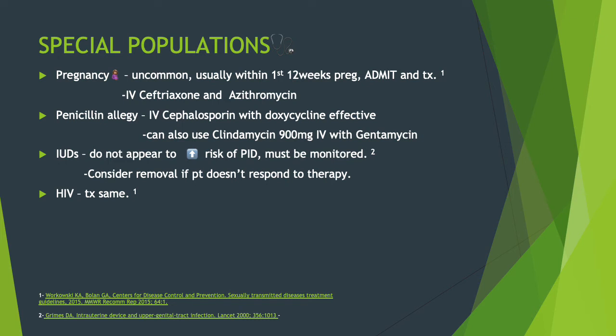When looking at special populations and treatment for PID, pregnancy is extremely uncommon to find a diagnosis of concomitant pelvic inflammatory disease, as pregnancy is seen as protective for this disease. However, it usually occurs within the first 12 weeks, and if this is the likelihood, then the patient requires admission and IV therapy. IV therapy along the means of ceftriaxone and azithromycin, especially as doxycycline is contraindicated.